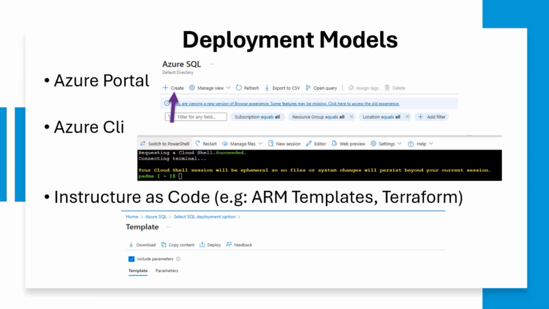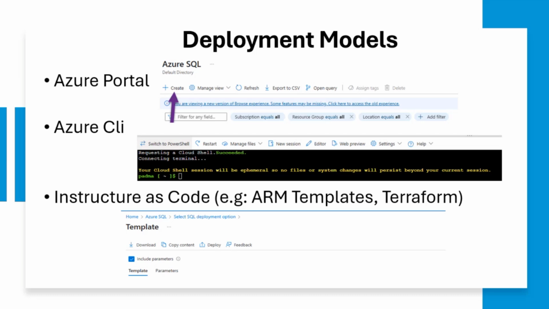Moving on to the next slide. Here you see some of the deployment models in the screenshot. Whenever you want to deploy Azure SQL, you can do it in multiple ways. You can either go to the Azure portal and do some clicks and have your Azure SQL ready, or you can go through Azure CLI, write your code and deploy using Azure CLI, or you can also use infrastructure as code. I use Terraform to deploy Azure SQL. You also have something called ARM templates, that is Azure Resource Manager templates.